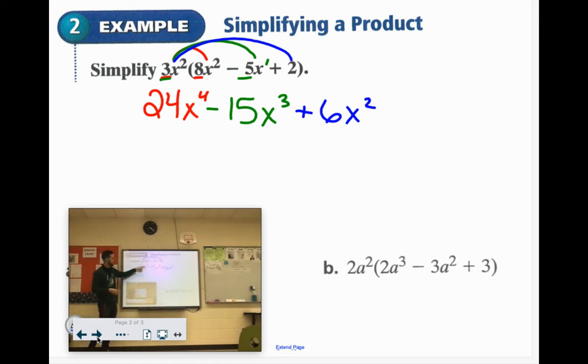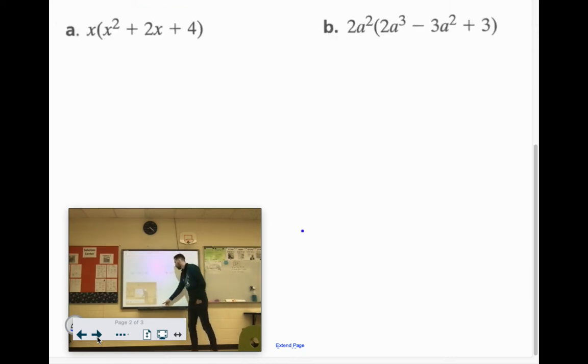Your exponents go down. It goes to the 4th, to the 3rd, to the 2nd. If there was x to the first, it would go after that. If there was a regular number, it would go after all of that. So I want you to try these two. Pause it here, try them out, check back in.